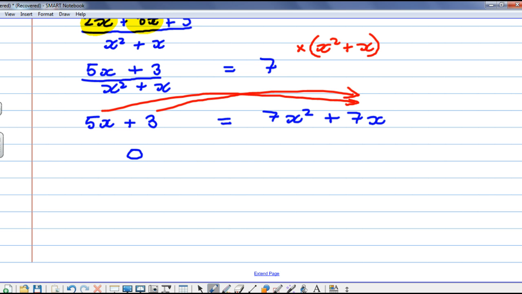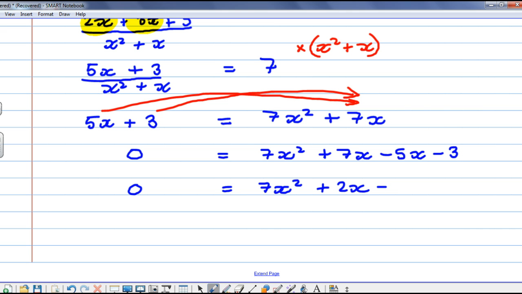So what do we get? We get 0 is equal to 7x squared plus 7x minus 5x minus 3. Simplify the right hand side and you get 7x squared plus 2x minus 3. That equals 0. Now, I made this example up without any thought, so it might factorize with integers. You might be able to factorize it with pen and paper, or you might have to use the quadratic formula. Anyway, but that's the technique.